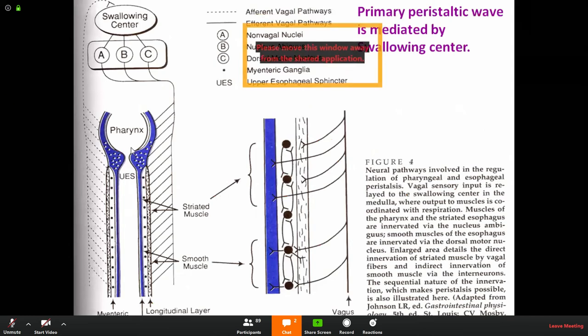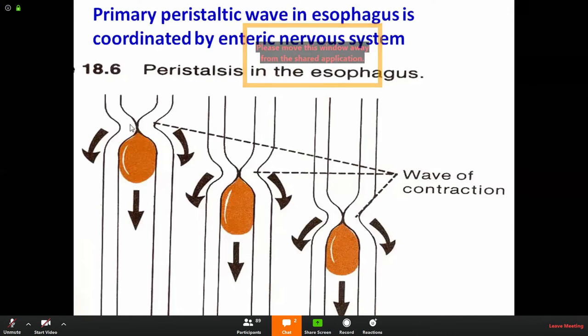So this is the pharynx, this is the upper esophageal sphincter. Once the bolus of food reaches here, just behind the bolus there is a contraction ring, and just forward of the bolus there is relaxation. This contraction ring passes throughout the esophagus. It is generated by acetylcholine and substance P, which cause contraction just behind the bolus and relaxation in the forward direction.